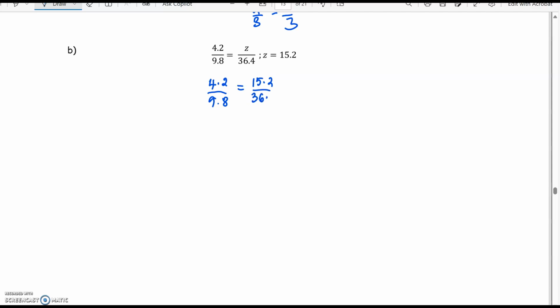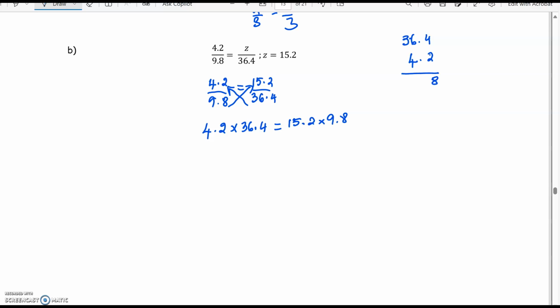divided by 36.4. We cross multiply, which means we multiply the 4.2 with 36.4, and that's equal to 15.2, and multiply with 9.8. So let me write down what we're multiplying. 4.2 with 36.4. So 4 times 2 is 8.